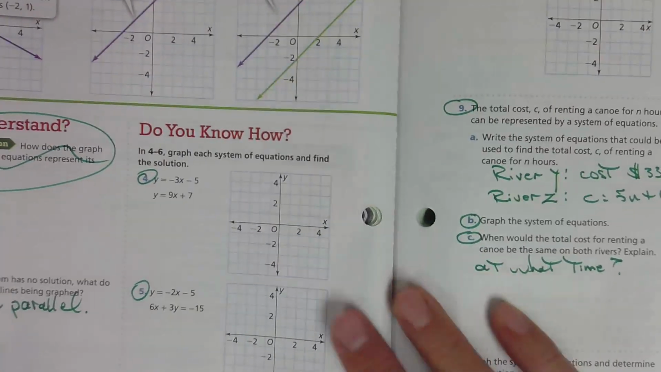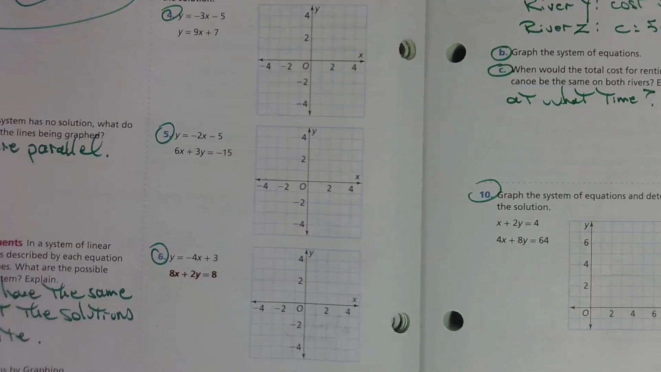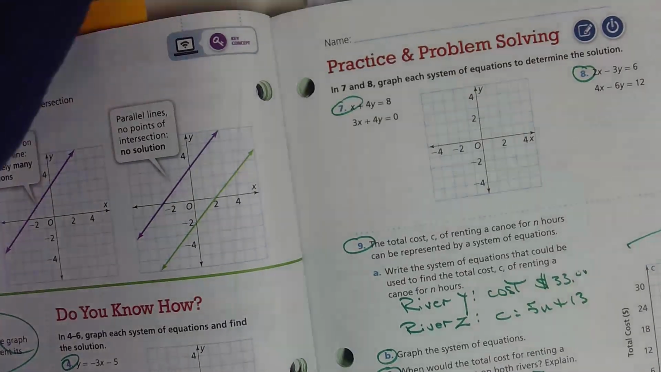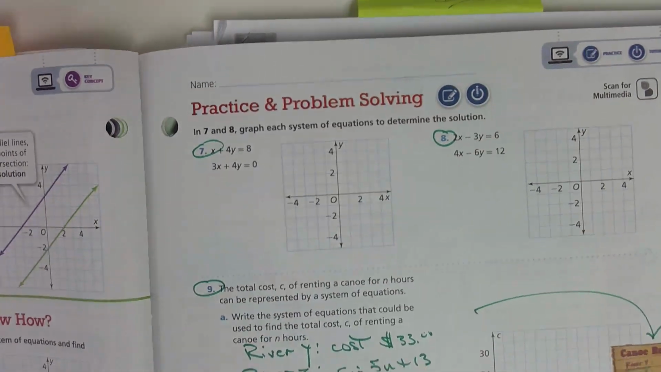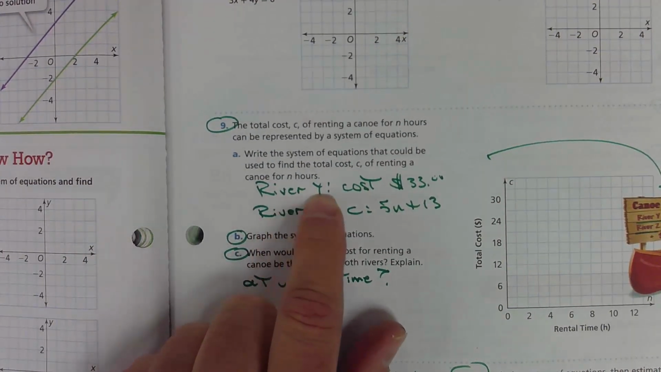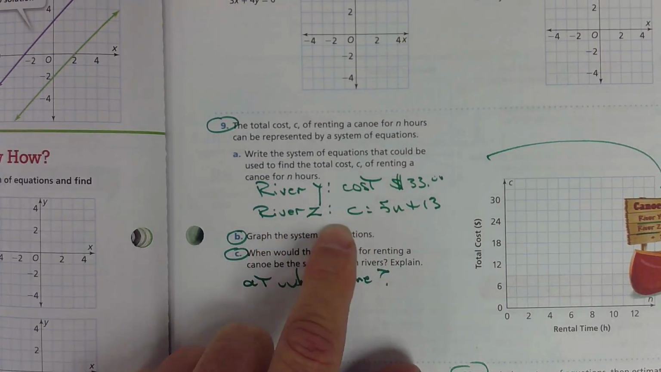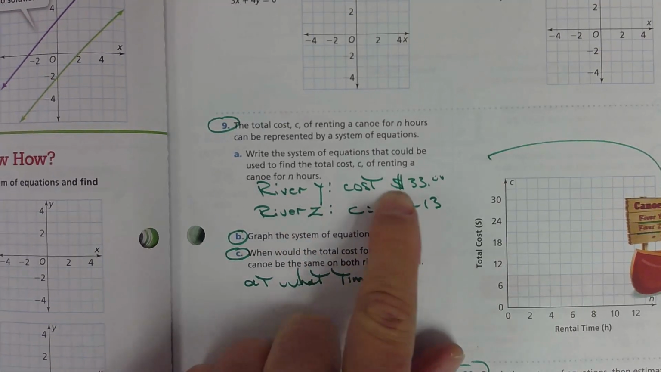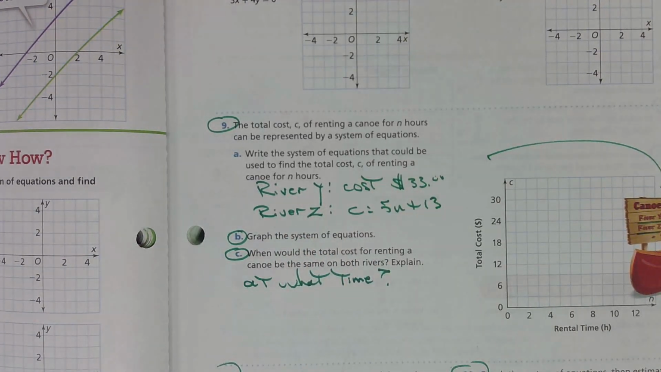Circle 4, 5, and 6. I want you to do those. 7, 8, and 9. 9, I went over this briefly with you. There's two rivers, River Y and River Z. River Y, the cost is $33. Let's look at that for a moment.